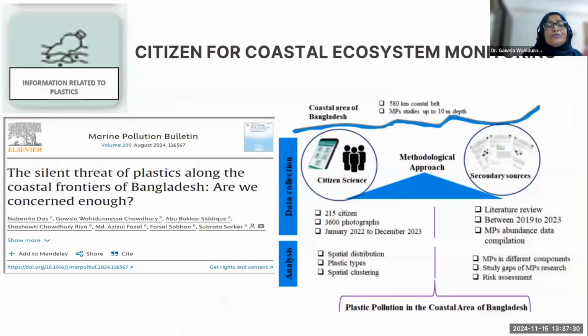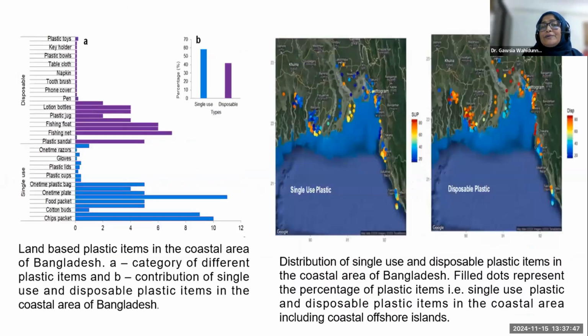Using the data from C4SEM, we measured plastic pollution as a silent threat to the whole coastal ecosystem of Bangladesh, and how much we are concerned about this threat. You can see the color is explaining the single-use plastic waste along the coast, and also the disposable plastic waste along the coast. And we have also registered the different types of plastic waste we listed from this data hub.